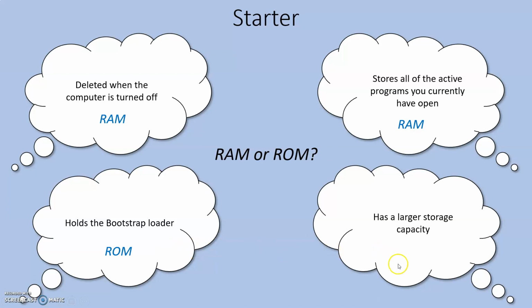And the last bubble, has a larger storage capacity, and the answer to that is RAM. And the reason that RAM needs the largest storage capacity is because it's storing all of your active programs until the point when you save them. So it has to be very large. Whereas the bootstrap loader is the only thing stored in ROM, and it's just a pointer to where your operating system, like Windows 10, is stored in your backing storage. So you don't actually need very much capacity there.